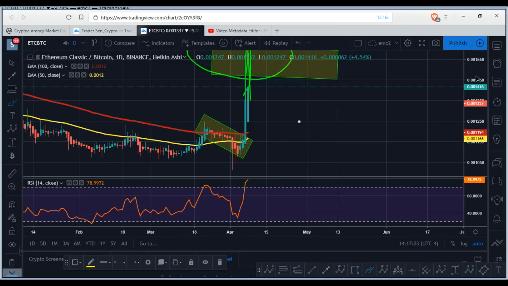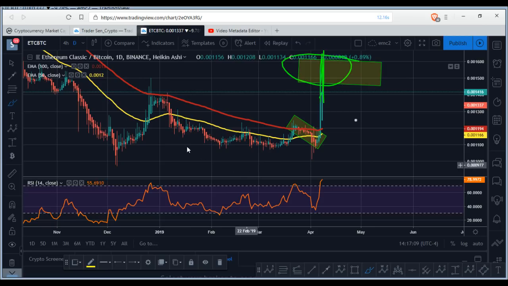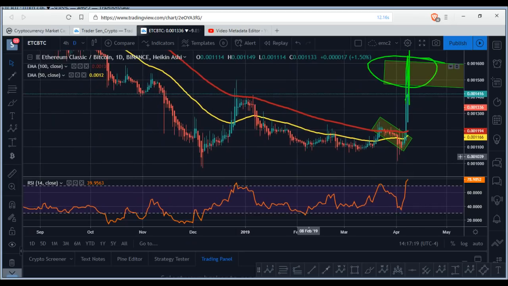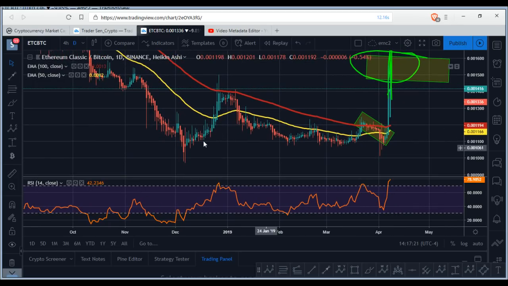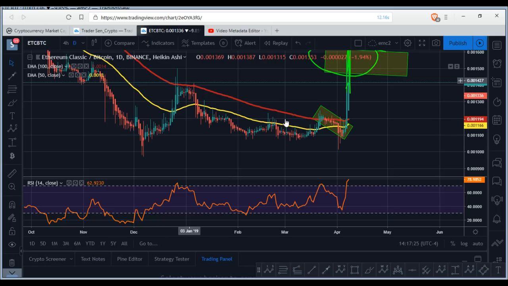So you take a look at ETC, right? Same setup, a beautiful flag. Take a look at it. Oh, exactly, that's the coin I was telling you. You take a look at NFT. Take a look at the chart of ETC. It's another coin, it's not even Ethereum, but take a look at the chart of ETC.